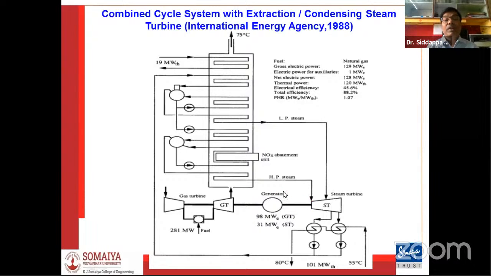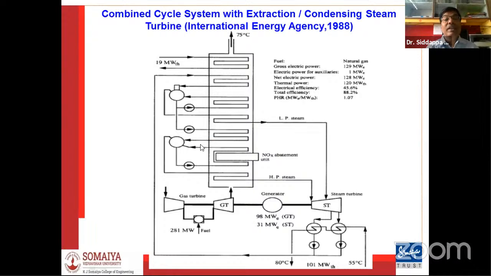And you see the exhaust from the turbine will be sent to the different systems. Initially, they are using it for high pressure steam formation. Later on, they have a NOx abatement unit, where they reduce the temperature, and then automatically the NOx emissions will be reduced.